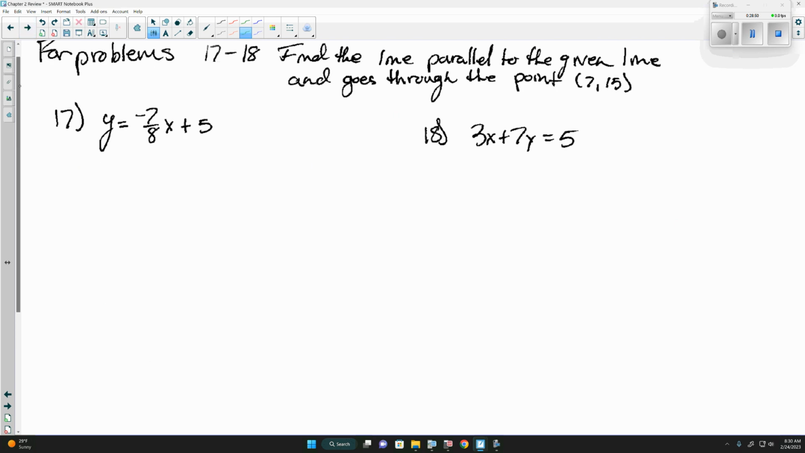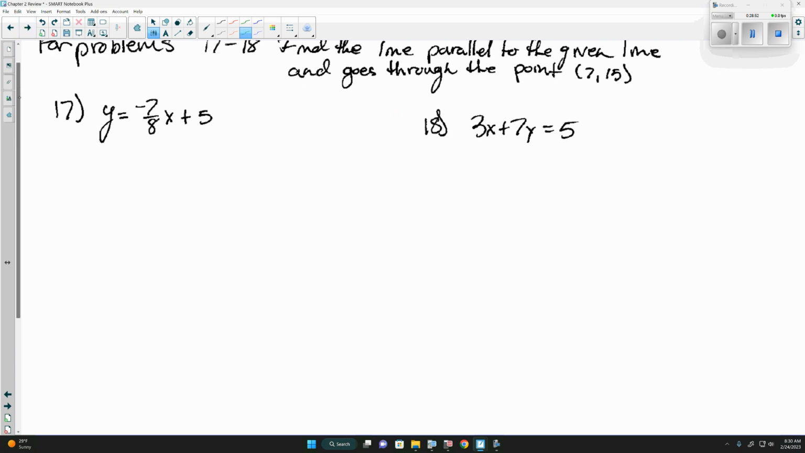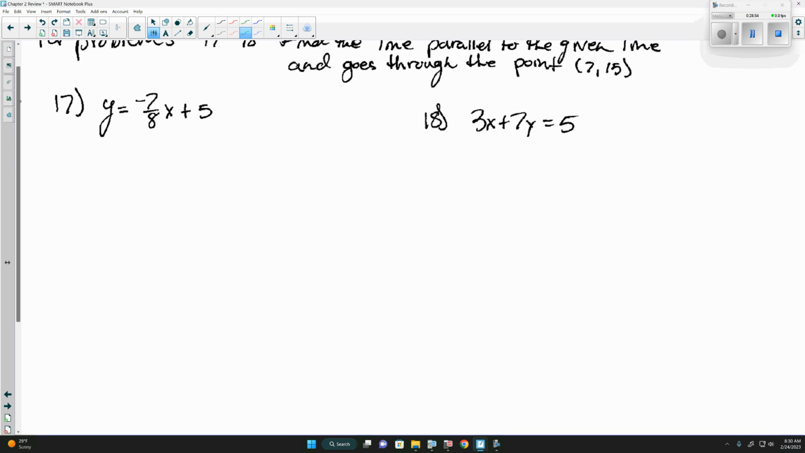For 17 through 18, find the line parallel to the given line that goes through the point (7, 15). So again, for this, we're mainly going to be using slope-point slope form, and then getting y by itself.